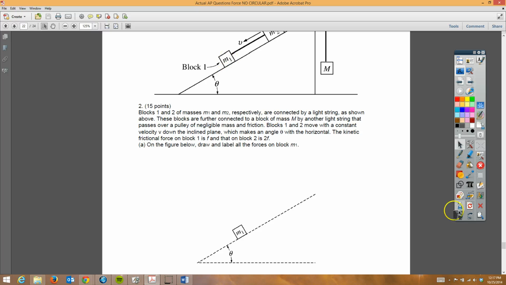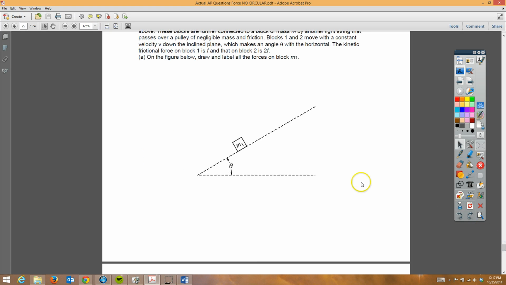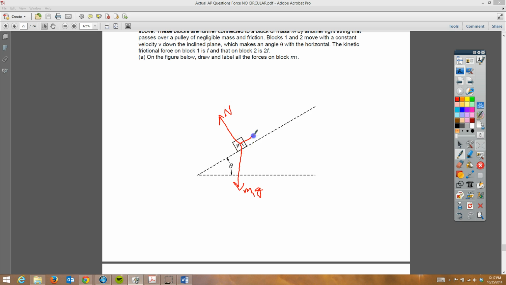So that's this block right here, and we're just going to go ahead and move this down a little bit so we can see all those forces. So the first force that we always label is our straight down towards the center of the earth force, which is M1G. We have another force that is moving up and to the left, and that would be our normal force. We have a force moving up the hill, and that would be the tension force. And we also have a friction force that is moving in this direction because the whole thing really wants to move down and to the left. So there are all these forces. Each one of the forces gets a point, so this is worth 4 points total.